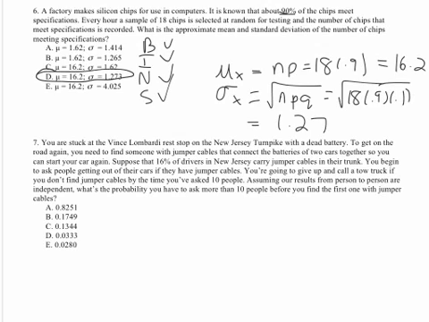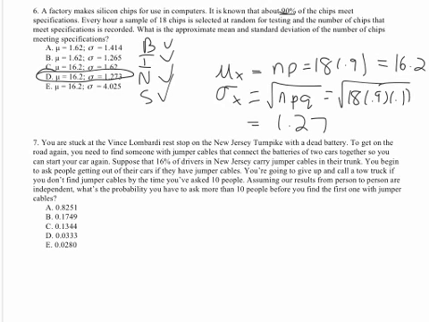7. You are stuck at the Vince Lombardi rest stop on the New Jersey Turnpike with a dead battery. To get on the road again, you need to find someone with jumper cables that connect the batteries of 2 cars together so you can start your car again. Suppose that 16% of drivers in New Jersey carry jumper cables in their trunk. You begin to ask people getting out of their cars if they have jumper cables. You're going to give up and call a tow truck if you don't find a jumper cable by the time you've asked 10 people. Assuming our results from person to person are independent, what is the probability you've asked more than 10 people?